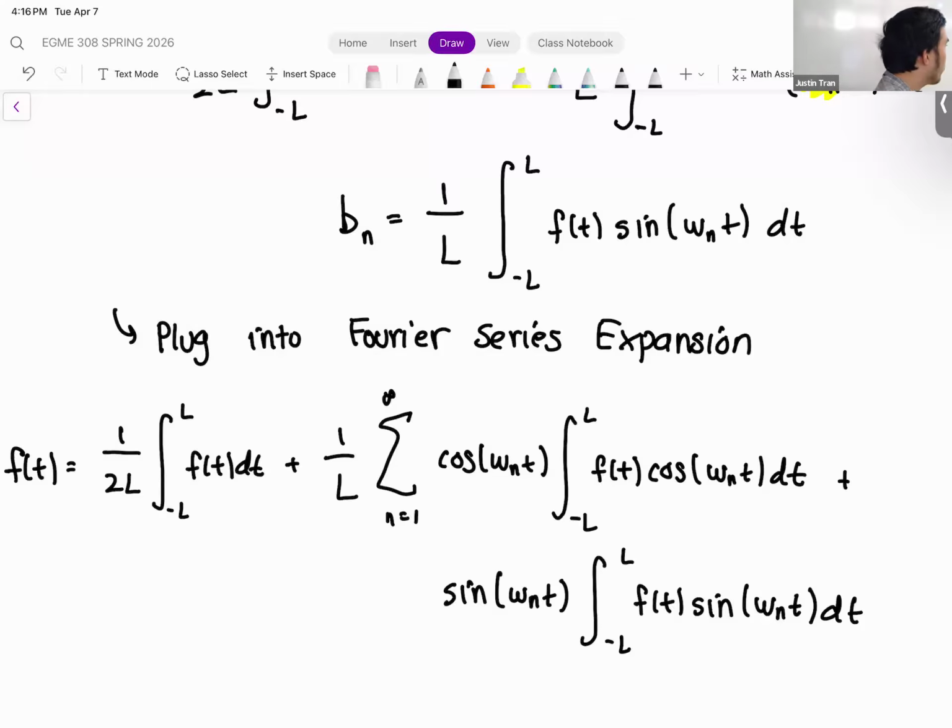So that's our Fourier series expansion. We haven't done anything special yet. We've just taken our Fourier series expansion and plugged in for the coefficients, right? If you're really short on space, you can just write this one line here. But typically we have the coefficient equations separate because it makes it easier.